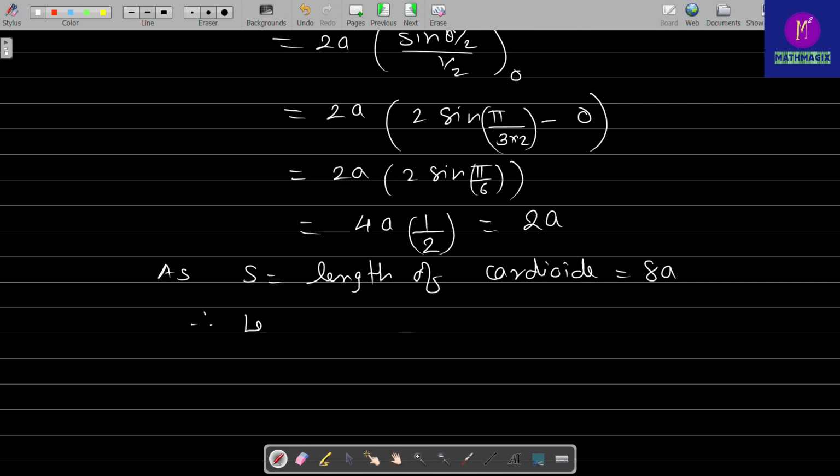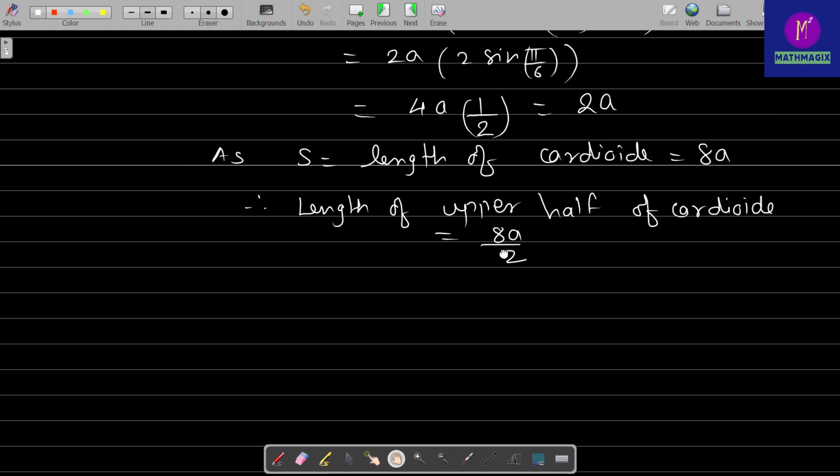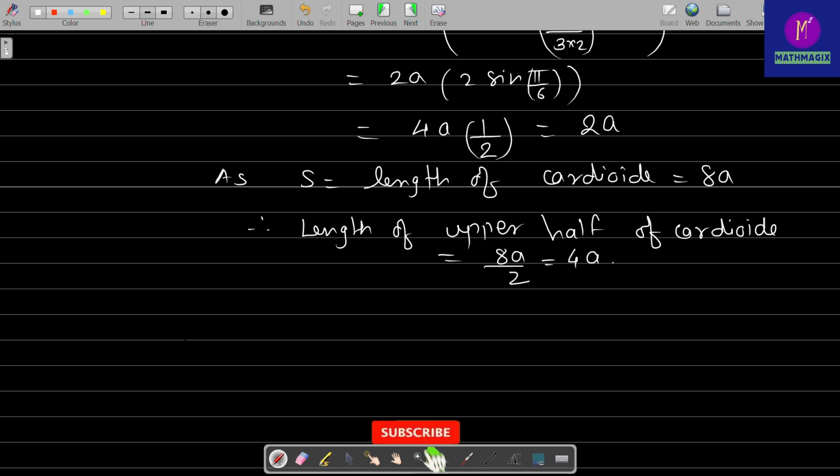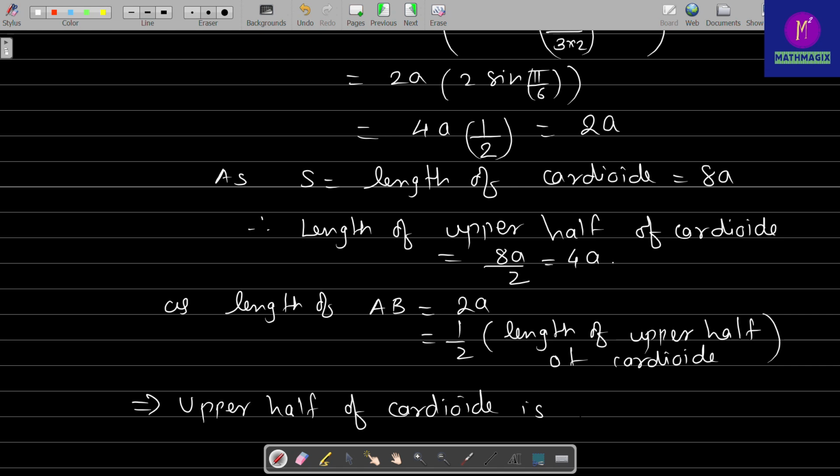So this is the length of AB, as s equal to length of cardioid is equal to 8a. Therefore, length of upper half of cardioid is equal to 8a by 2, because we know that the cardioid is symmetric along the x-axis. So the upper half and the lower half of the cardioid are exactly the same. So we can write here 8a by 2, and that is equal to 4a. And we are getting the length of AB is exactly 2a. So as length of AB is equal to 2a, which is exactly half of the length of the upper half of the cardioid, that implies the upper half of the cardioid is bisected by the line theta equals pi by 3.